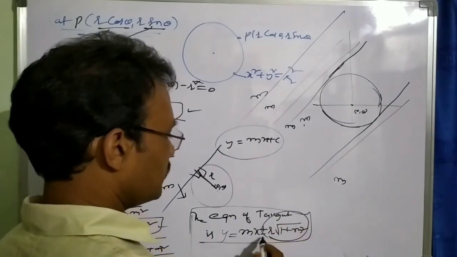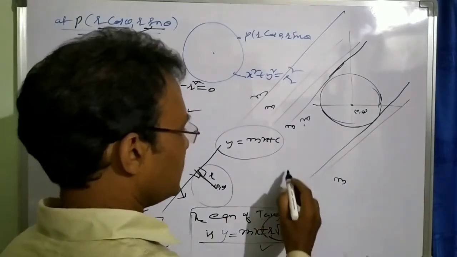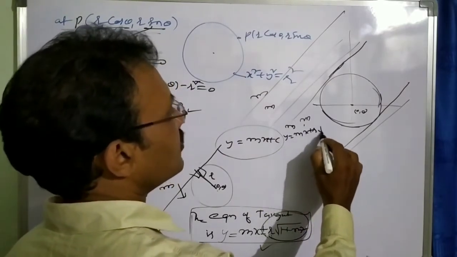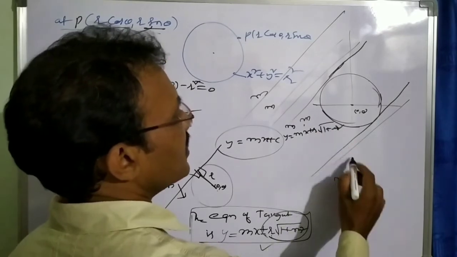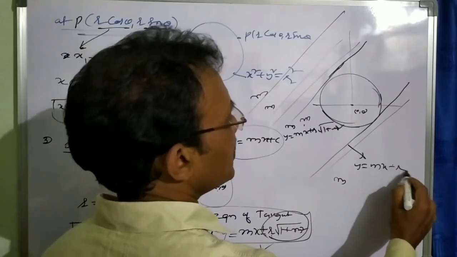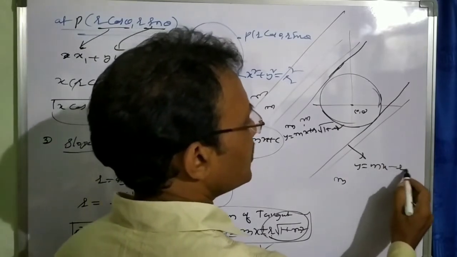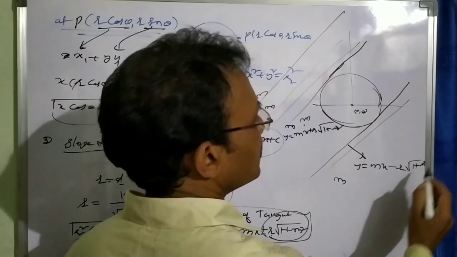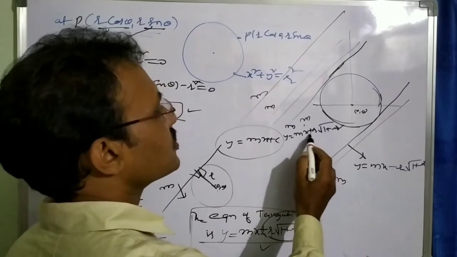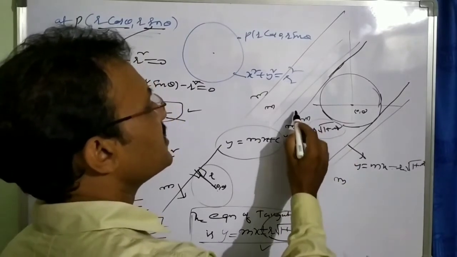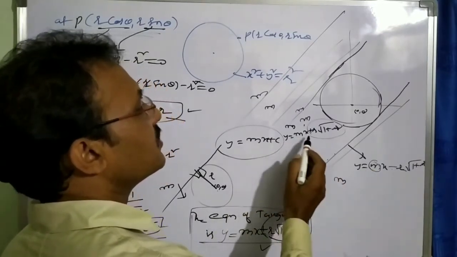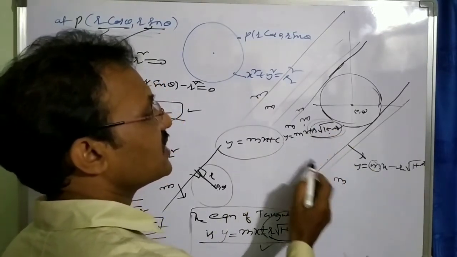Of the two lines, one line is y is equal to mx plus r into root over 1 plus m square, and the other line is y is equal to mx minus r into root over 1 plus m square. If you observe these two, this is with plus sign, this is with minus sign. So only the c value is changing. The slope is the same, this line has slope m. But the difference is plus r and minus r.